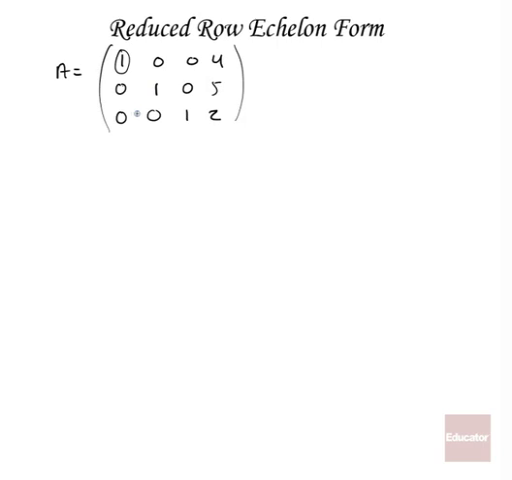Here, this row also has a leading entry. It is a 1. It is to the right of the other two, and every other entry in its column is a 0. It doesn't matter what the 4, 5, 2 are; they are not leading entries. These numbers are not irrelevant, but as far as the definition of reduced row echelon form, they're not important.